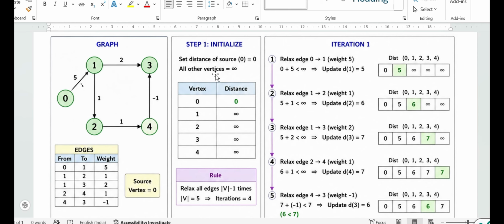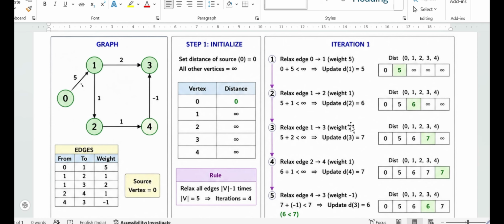Then in step 1, that is initialize: set the distance of the source to 0, and all other vertices are infinite. We know that, right? Then maintain the values in one table. So what is the rule here? Relax all edges V minus 1 times. Here 5 vertices are there. The relaxation means iteration. Iteration is represented for the relaxation of the edges. So we need 4 iterations here.